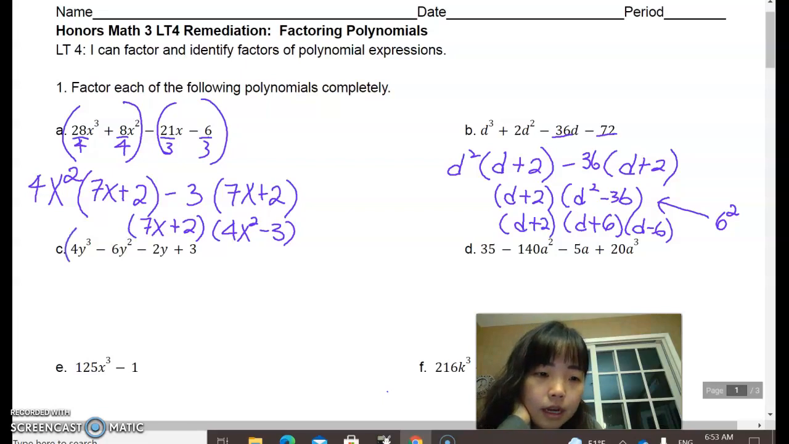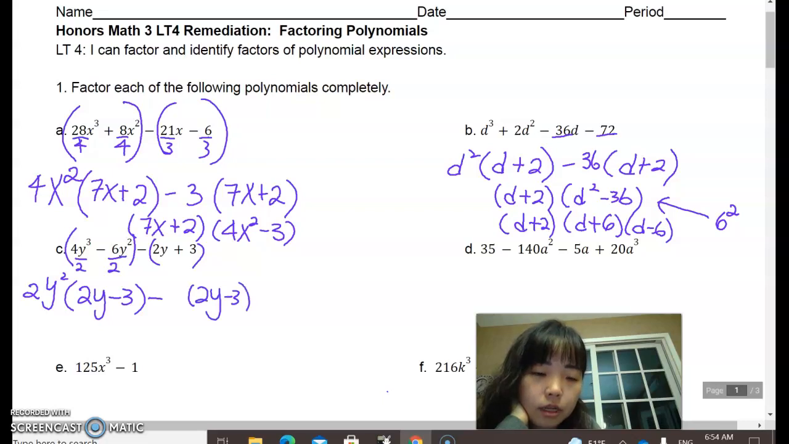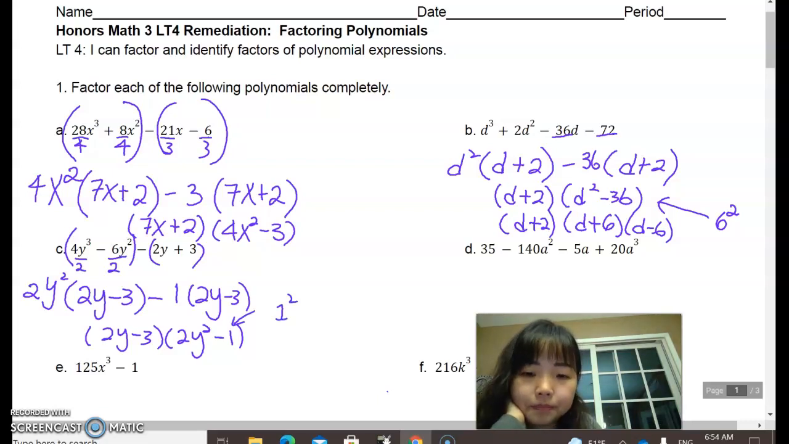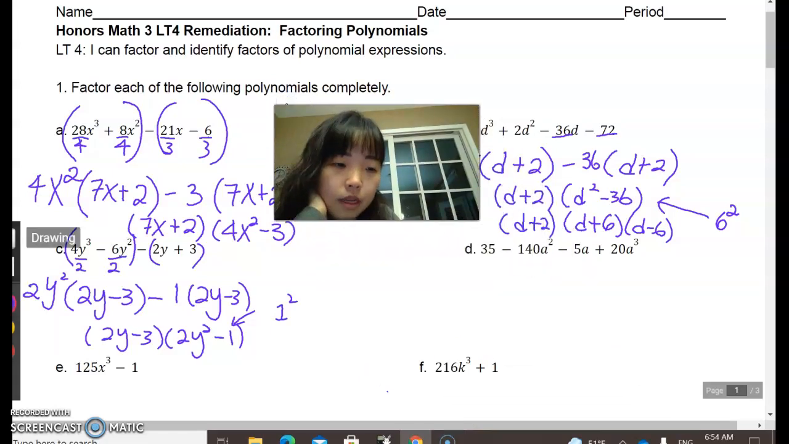Moving on. C. I'm going to take out the y squared, and then what can I divide them by? Yeah, 2. I'm going to take out the 2. So 2y minus 3 minus, oh look, 2y minus 3. So you just have to take the 1 out, because that's negative 2, positive 3. 2y minus 3 and 2y squared minus 1. Now, 1 is a square, but 2 is not, so that's done the way it is. Okay, next one.